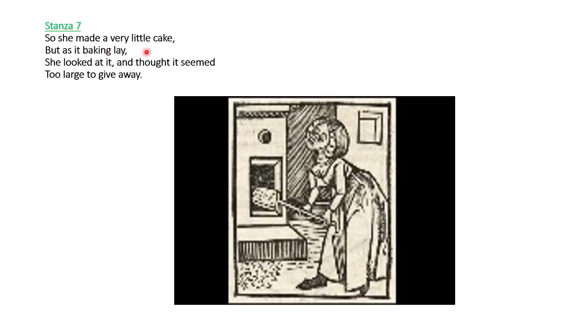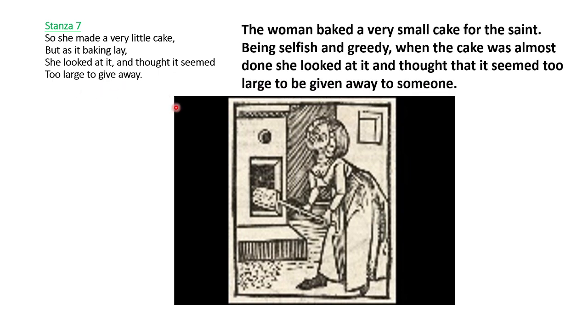So she made a very little cake, but as it baking lay, she looked at it and thought it seemed too large to give away. So the woman baked a very small cake for the saint, being selfish and greedy. When the cake was almost done, she looked at it and thought that it seemed too large to be given away to someone.